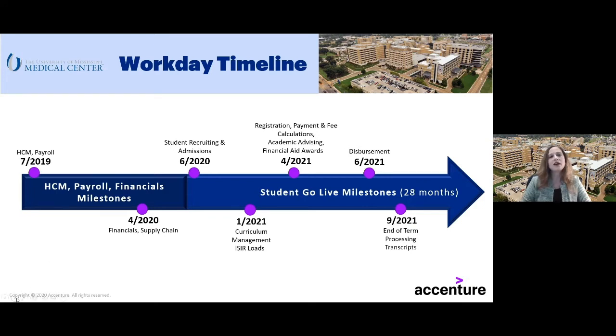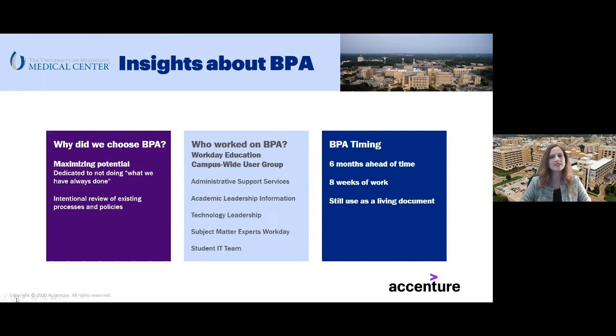It had been about 10 years since we implemented our last student information system, and much of our leadership remembered the experience all too well. We knew we were going to be faced with challenges moving to a new system, but we were committed to doing it right. So when Accenture approached us with the opportunity to participate in a BPA, we jumped at that opportunity. We had developed workarounds and manual processes in our existing systems, and we didn't want to continue that practice.